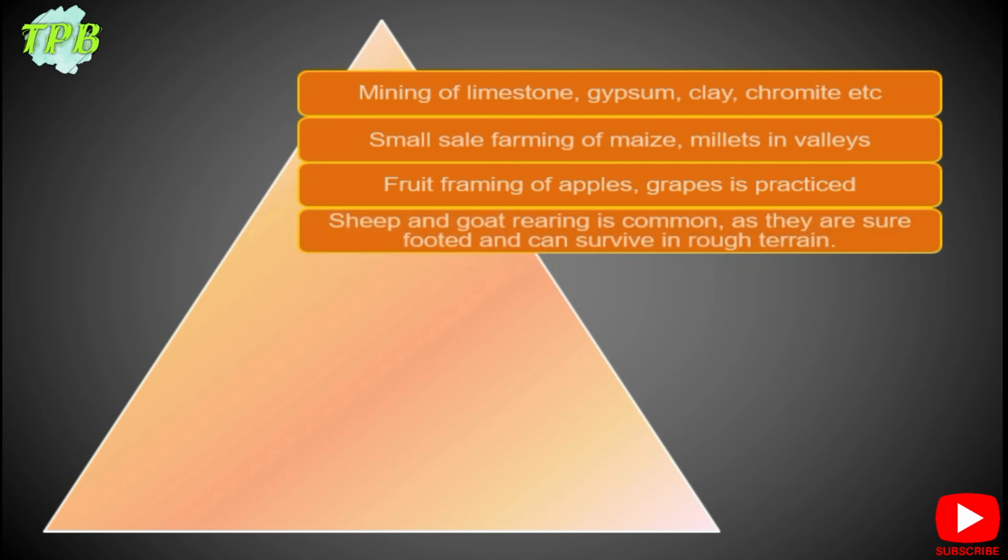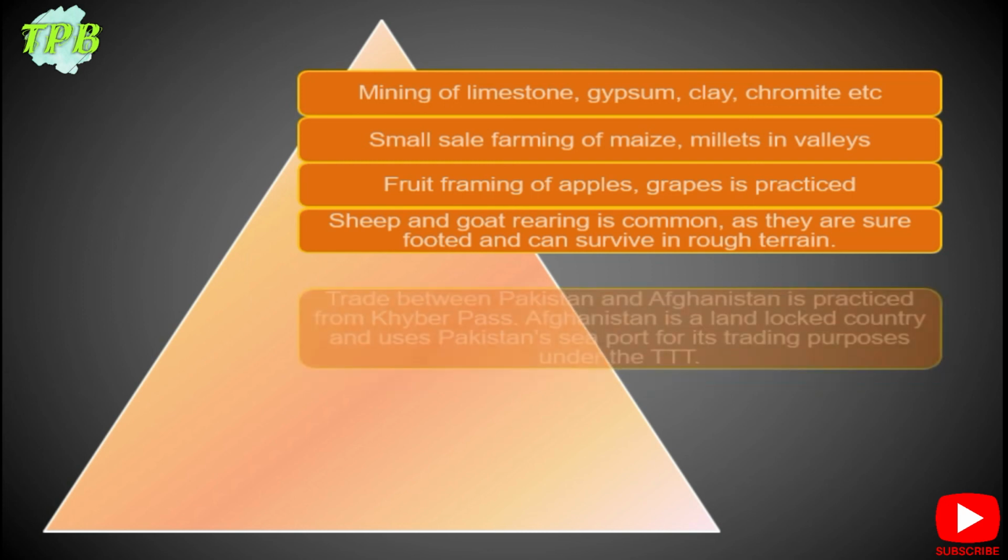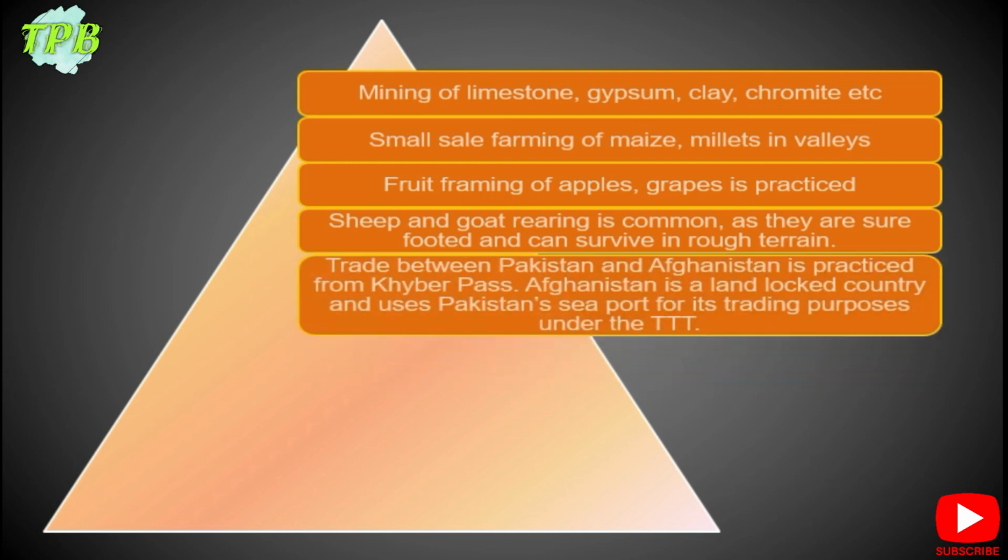Sheep and goat rearing is common as these animals are sure-footed and they can survive in the rough terrains of the West. Trade between Pakistan and Afghanistan is practiced through Khyber Pass. Afghanistan is a landlocked country and uses Pakistan's seaports for its trading purposes under the TTT, which is the Trade Transit Treaty.